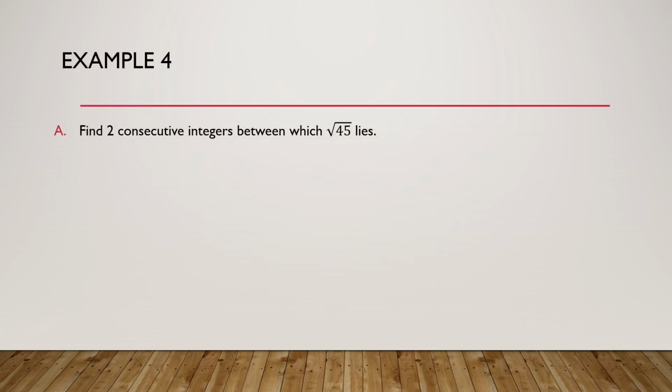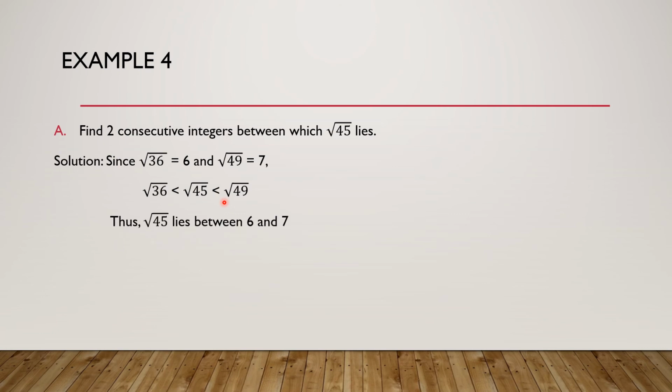Next, example number 4. Find two consecutive integers between which square root of 45 lies. Since square root of 36 equals 6 and square root of 49 equals 7, therefore we can say that square root of 36 is less than square root of 45 and square root of 45 is less than square root of 49. Thus, square root of 45 lies between 6 and 7. Why? Because the square root of 36 is 6 and the square root of 49 is 7. So, therefore, square root of 45 lies between 6 and 7.